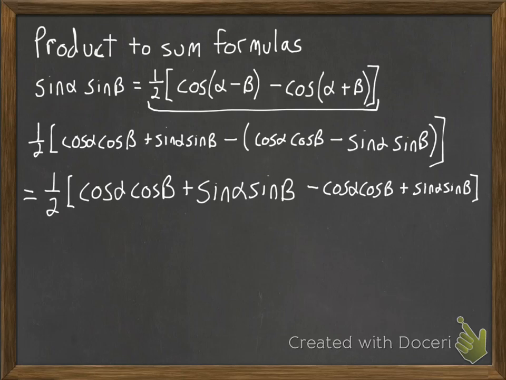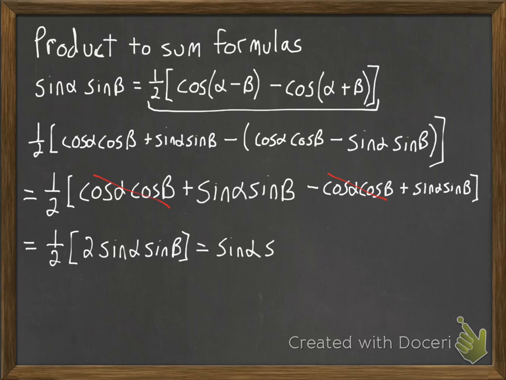And now hopefully it's pretty clear to see that your cosine terms are going to disappear, leaving us with 1/2 of, well, we have a sine alpha sine beta and a sine alpha sine beta, so of course we have two of those. And of course take 1/2 of 2 and you just get 1. And so we have sine alpha and sine of beta.